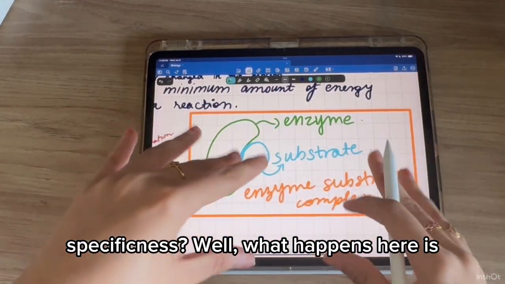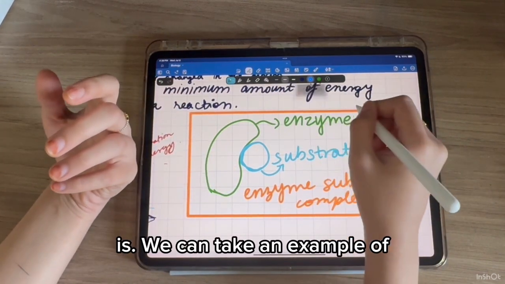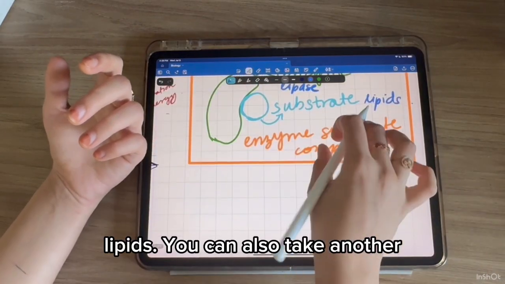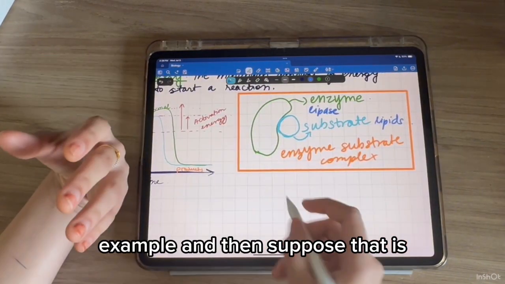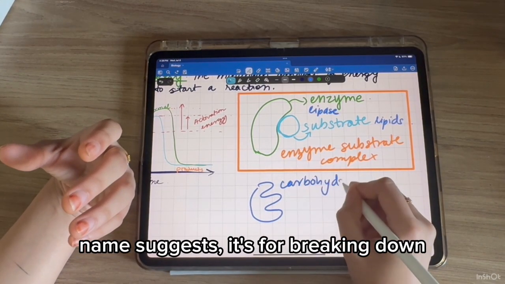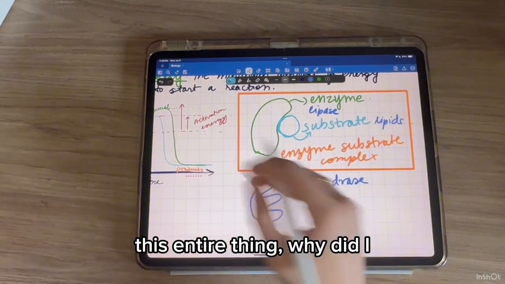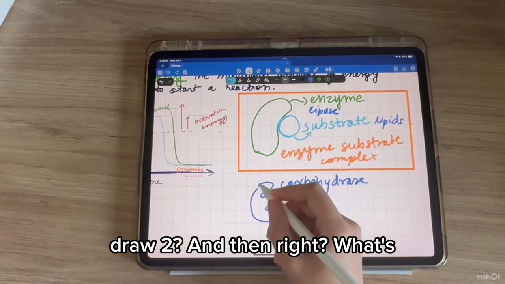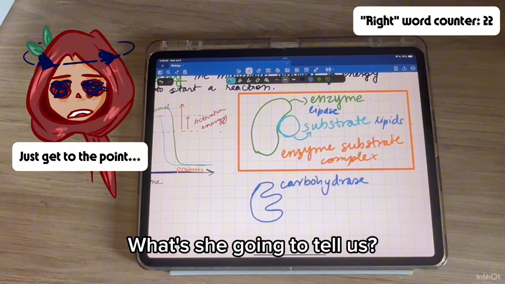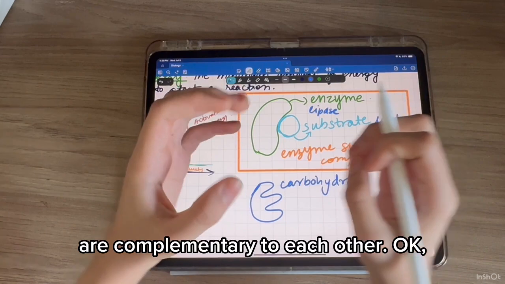Well, what happens here is that this enzyme, suppose the enzyme is, we can take an example of lipase, and the substrate is lipids. We can also take another example enzyme, suppose that is carbohydrase. Now carbohydrase, as the name suggests, is for breaking down carbohydrates. Now when you look into this entire thing, why did I draw two enzymes, right? What's it going to tell us? The enzyme lipase and the lipids are complementary to each other.